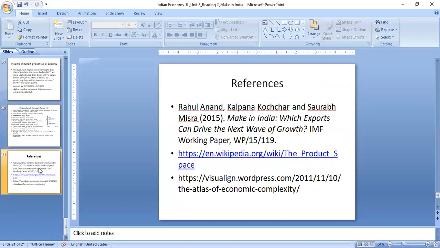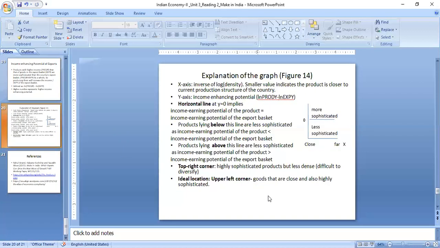So the last slide gives you references. So this was a discussion that was needed to understand the concepts which are being used in this article. Once you get comfortable with the product space and the implications, then it becomes easier to go through the trends and analysis of India's exports in terms of these conceptual terminology.